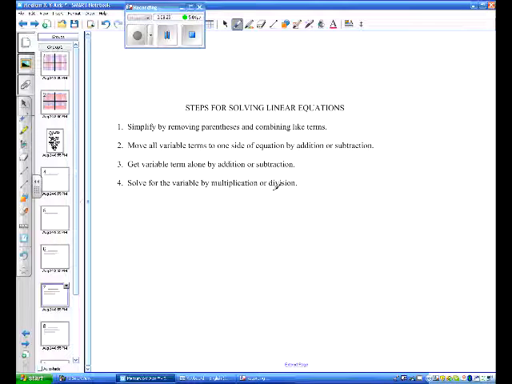Now, if you notice, what we've done in solving these is we've pretty well done our order of operations backwards. In our order of operations, we did powers, we did multiplication or division, and then we did addition or subtraction. If we wanted to do anything out of order, if we wanted to do some addition and subtraction before multiplication, we had parentheses, and that was to simplify it. So what we've done here is we've simplified by removing the parentheses and combining like terms.